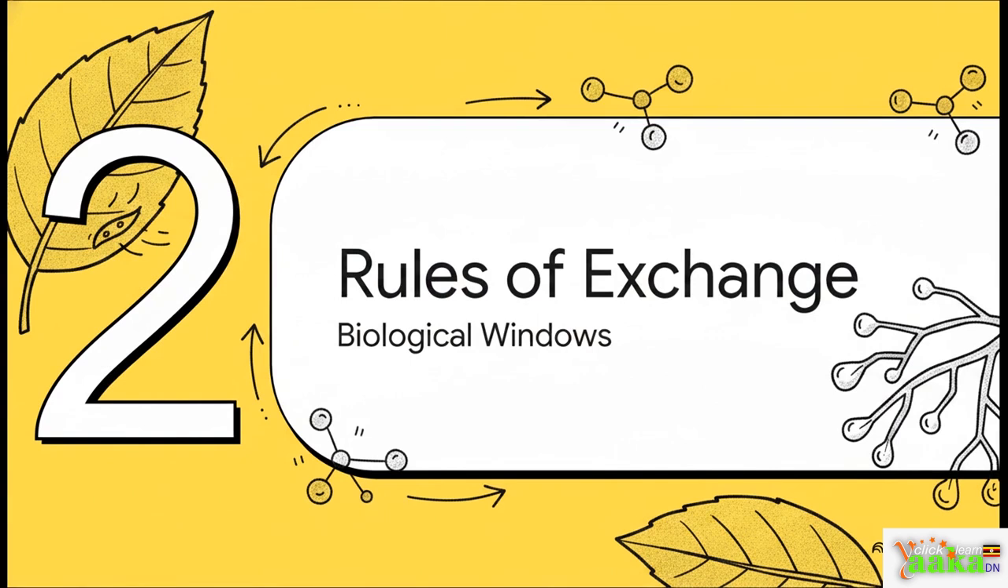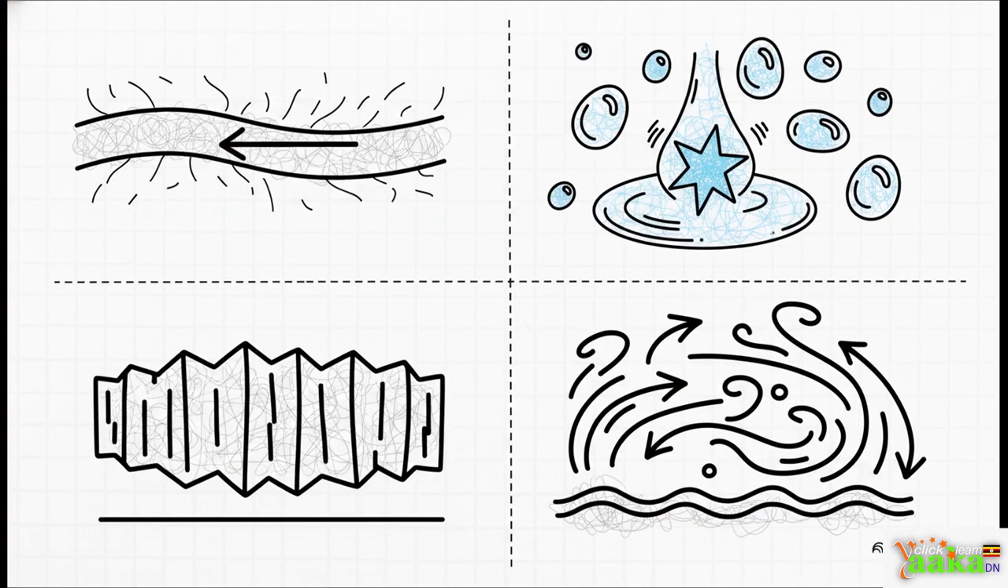Moving on to Section 2. Let's talk about the rules of gaseous exchange and what actually makes a good biological window. So, the crucial thing to remember here is that not just any random part of a body can act as a respiratory surface. For gases to move quickly and efficiently through diffusion, these biological windows have to follow 4 strict rules.